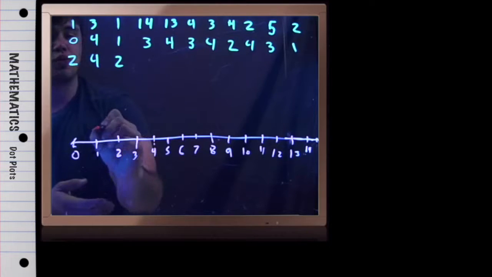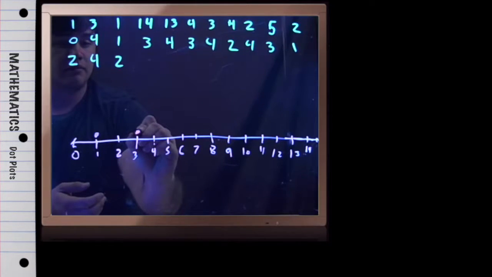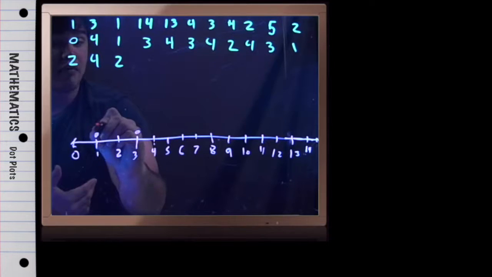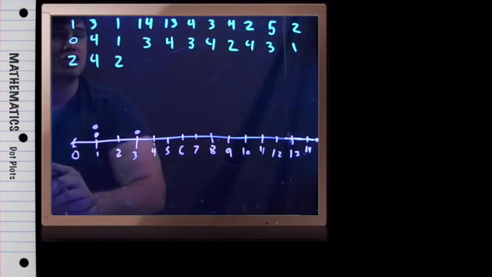So the first number is 1. We're going to put a dot right here above the 1. The next number is 3. We put a dot above the 3. And then the next number is 1, so you put a dot on top of the dot that's already there. So as you get more 1s, this 1's position is going to be higher.